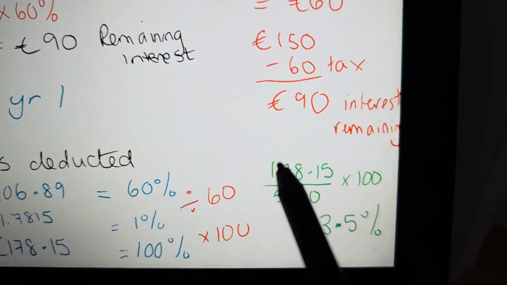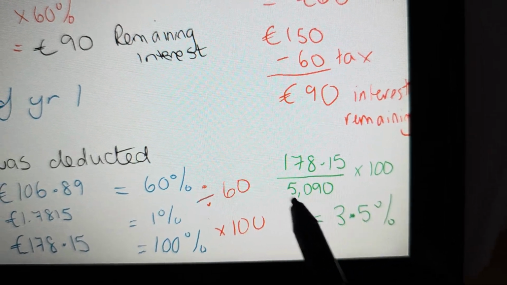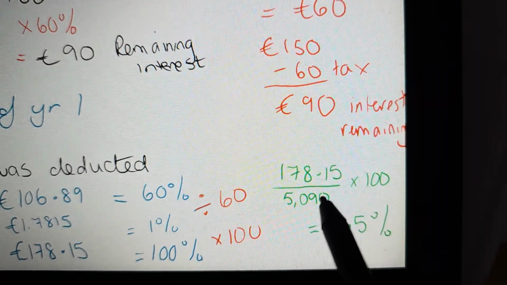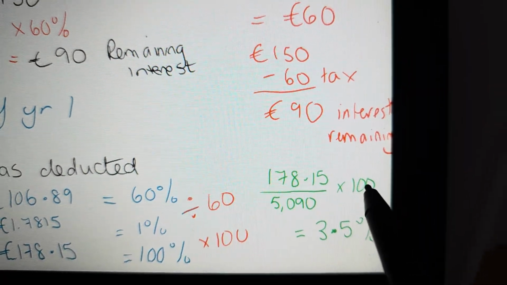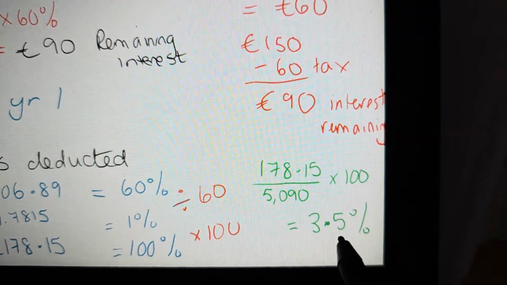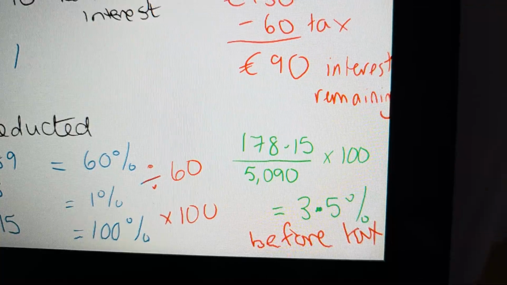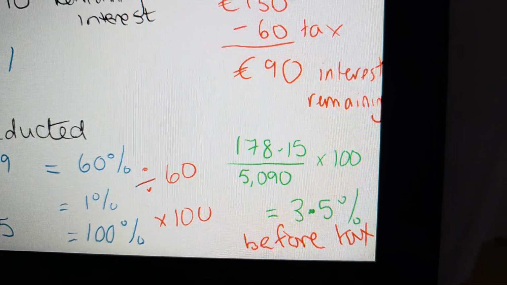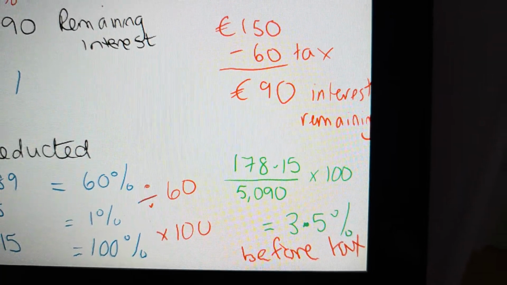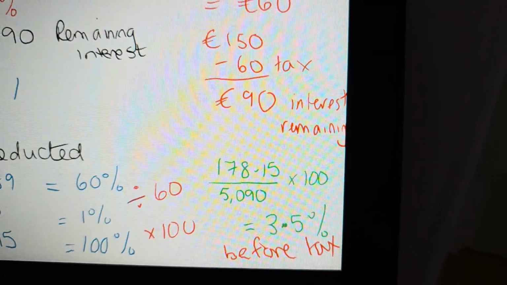So I'm over here. The interest amount was €178.15 all over the amount he invested at the start of year 2, which was €5,090. Multiply that by 100 to turn it into a percentage, and you get 3.5%. So that's how much interest he would have earned before the tax in order for him to take home €5,196.89 at the end of the second year. Now you can obviously check if that's correct, because I didn't have to round that figure, that's exact.